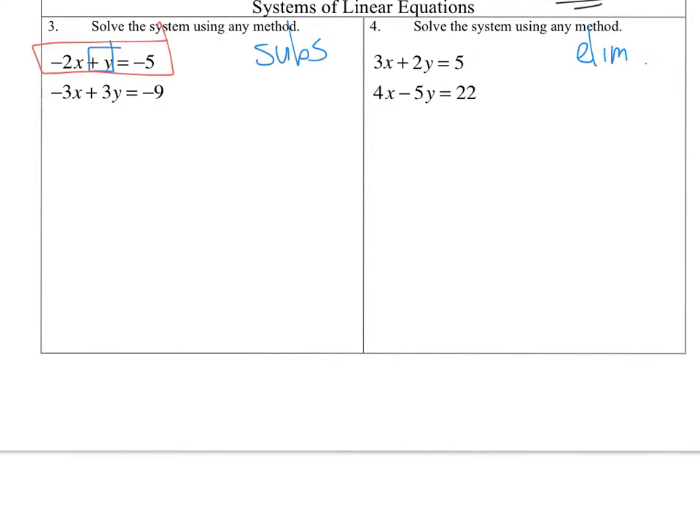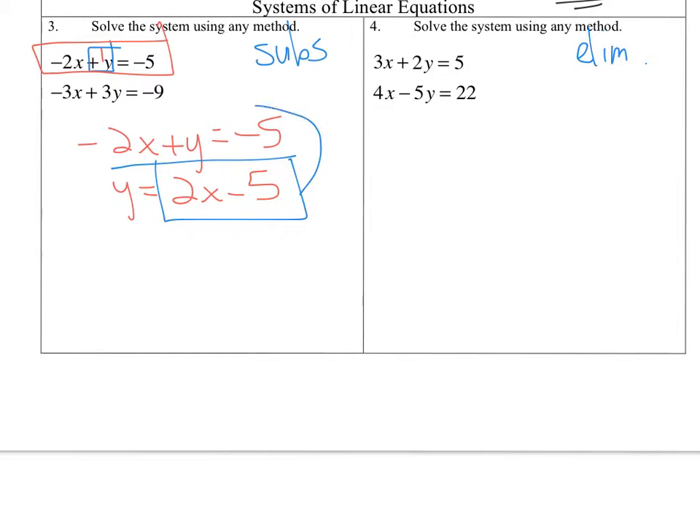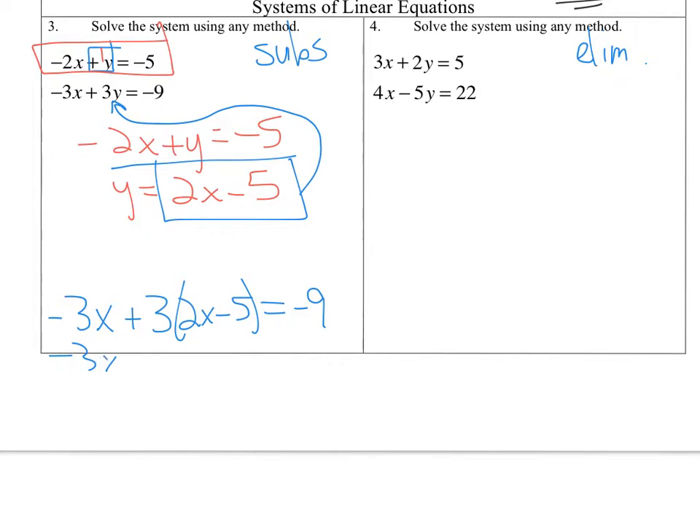For this equation, I picked this equation because there's a 1 in front of that y. And so I have negative 2x plus y equals negative 5, which means y equals 2x minus 5. Now I take this right here and plug it in where I see y in the other equation. Not the same equation, because then you'd get 0 equals 0, and that would be silly. So I'm rewriting that entire equation: negative 3x plus 3y, except instead of y, I put 2x minus 5, equals negative 9. I'm going to distribute.